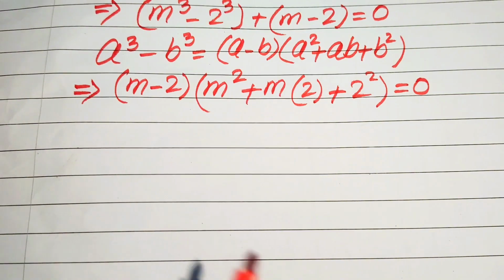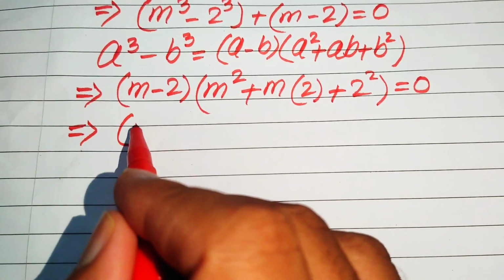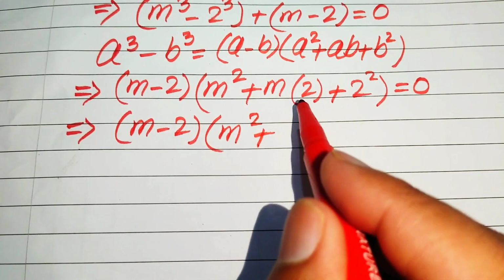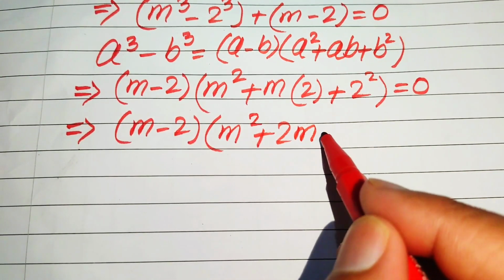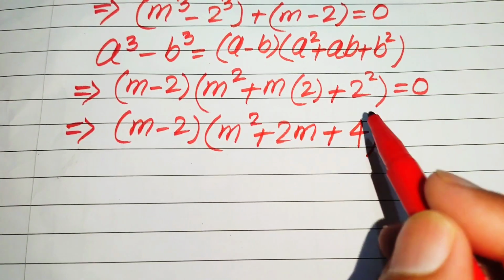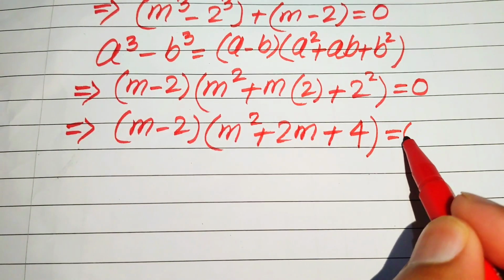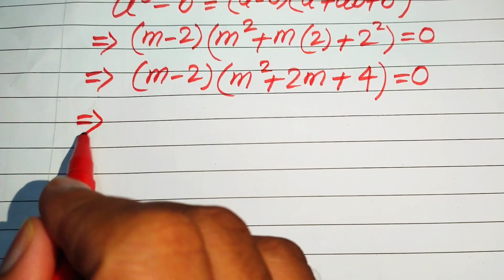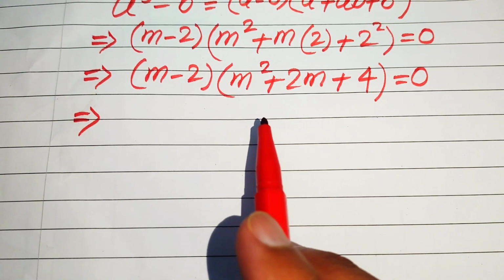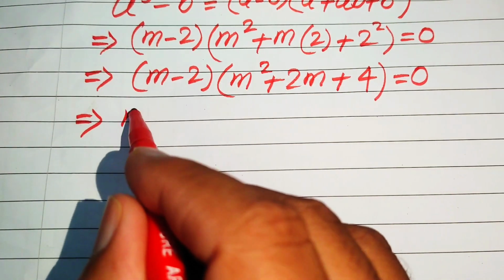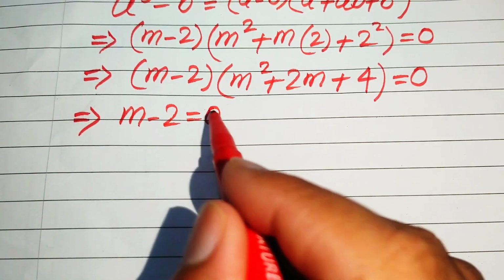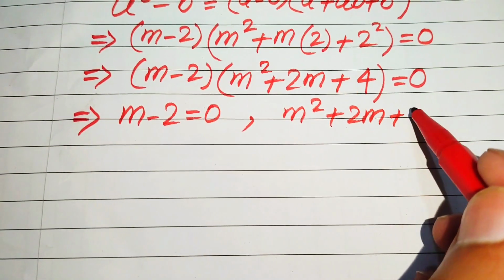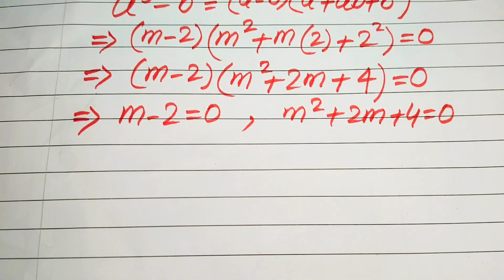Here we need a little bit of simplification, and we write it as m minus 2 into m square plus, here you have 2 times m written as 2m, and plus 4, because we know that 2 square equals 4, and this whole equation equals 0. And now in the next step, in order to solve this equation, we convert it to two cases. The first case is m minus 2 equals 0, and the second case is m square plus 2m plus 4 equals 0.